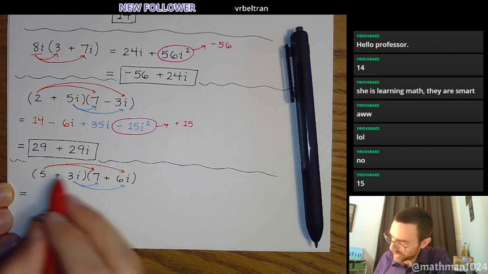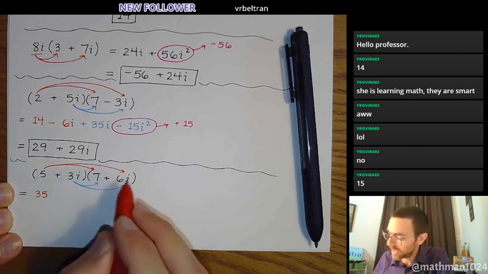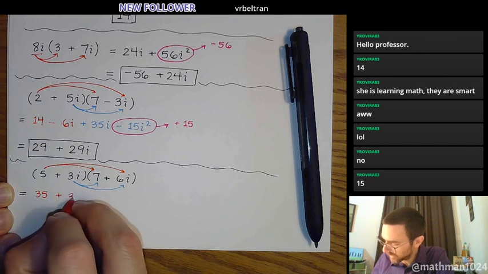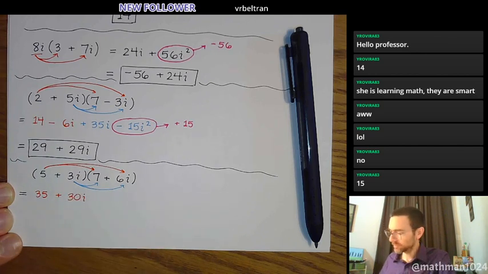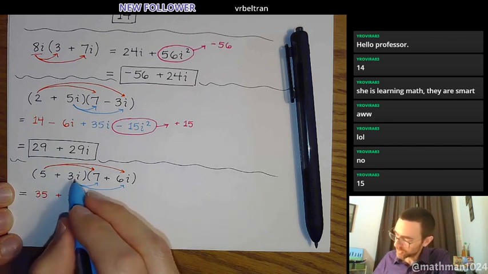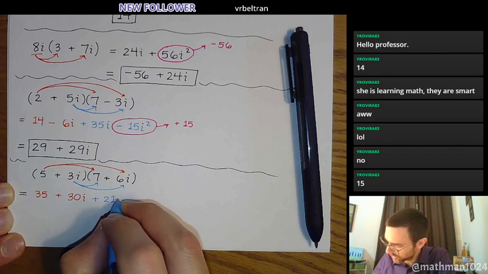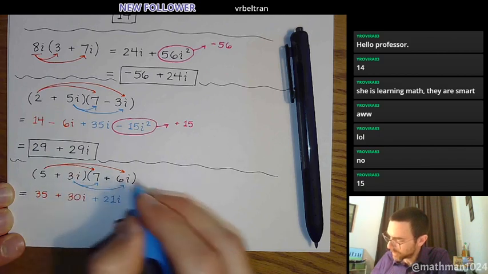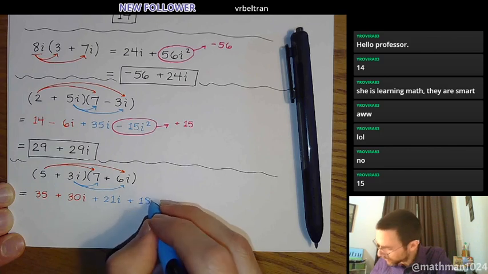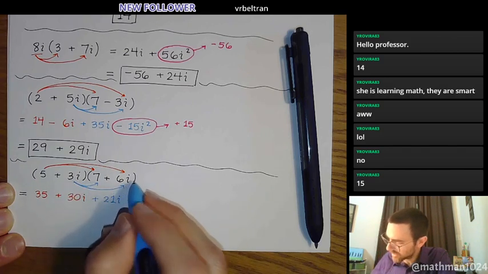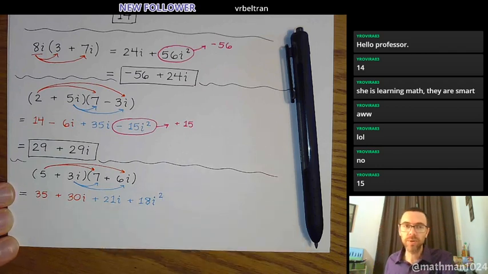All right, so 5 times 7 is 35. 5 times 6i is plus 30i. Now distribute the 3i, so we get a plus 3 times 7 is 21, so 21i. 3 times 6 is 18. So 18, don't forget that this is i times i, which gives us i squared.